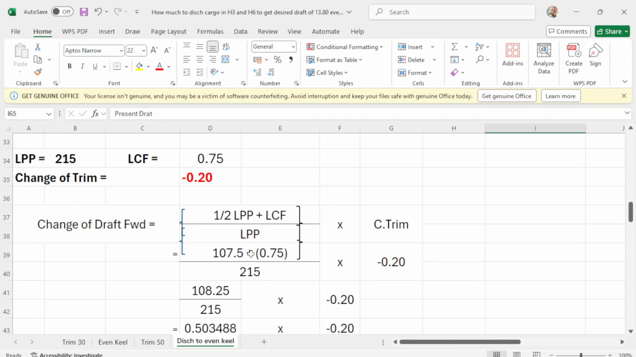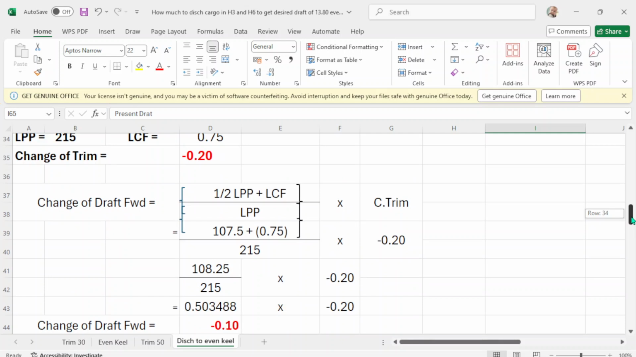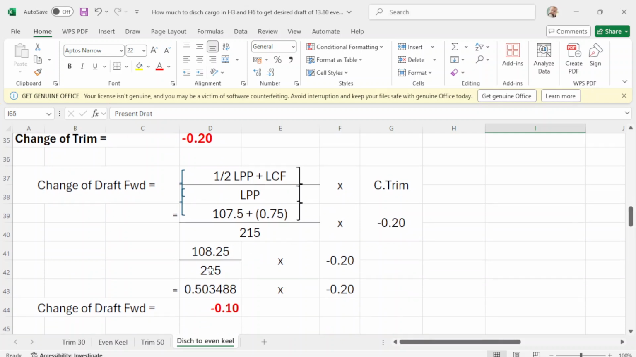so you add this together, that will be 108.25 over 215 times your change of trim of 0.20 negative. You divide this one, you get a value of 0.50388 times your change of trim. Then your change of drop forward is negative 0.10.